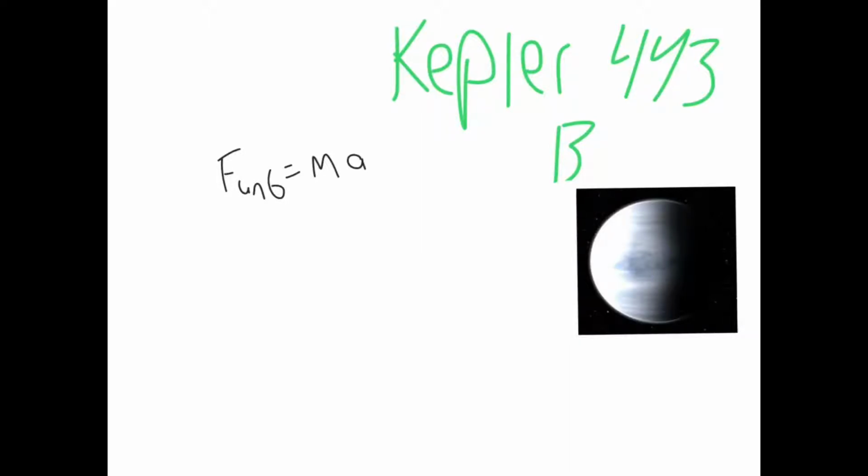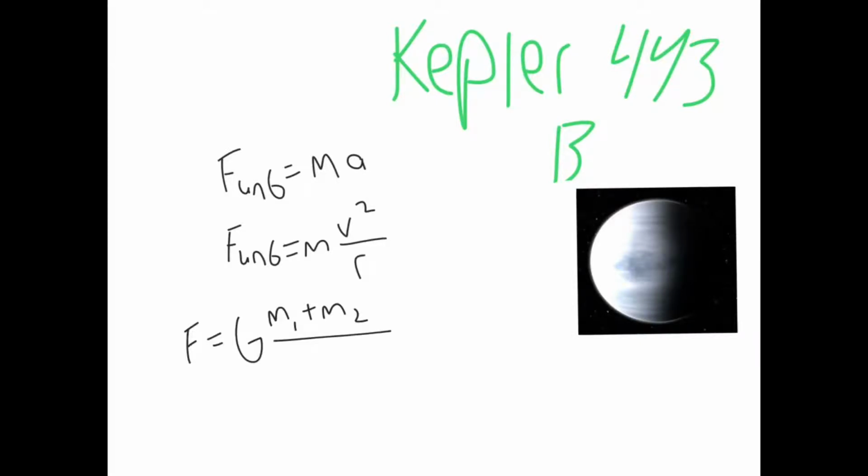In this case, it is radial acceleration, so the force unbalanced is equal to mass multiplied by velocity squared over radius. The next equation we have is the force is equal to the gravitational constant, the mass of one object plus the mass of another, over the radius squared. Using substitution, we can set these two equations equal to each other.